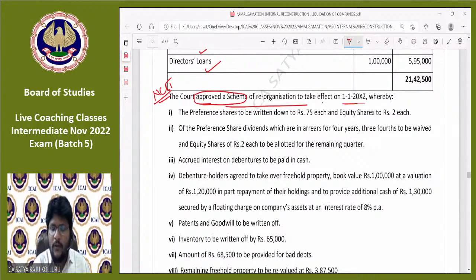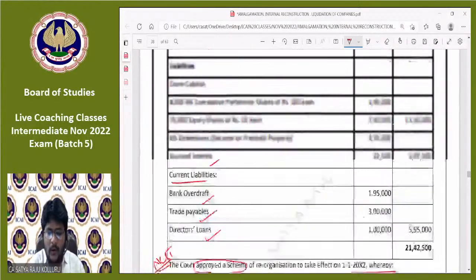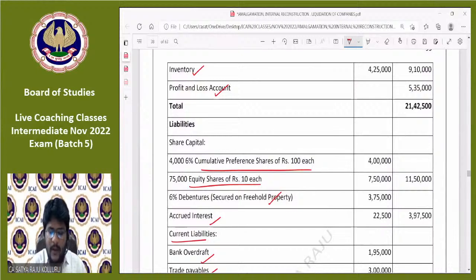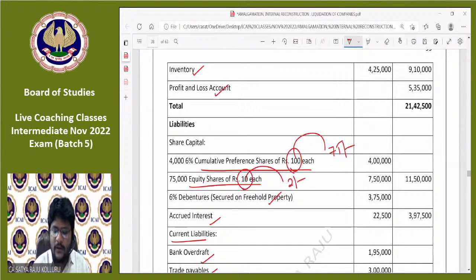To take effect on 1/1/2012, the preference shares are to be written down to 75 each. Written down means there is a reduction in capital, and equity shares also to 2 rupees each. The existing preference share was 100 rupees face value and the existing equity share was 10 rupees face value. 100 rupees was reduced to 75 each, and 10 rupees was reduced to 2 rupees each. If nothing was mentioned, the remaining 25 is sacrificed. Here the remaining 8 rupees was sacrificed by the equity shareholder.